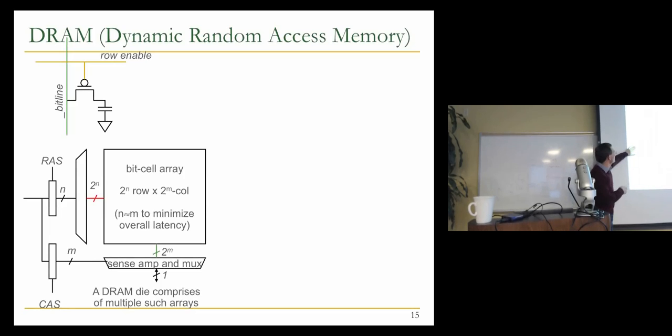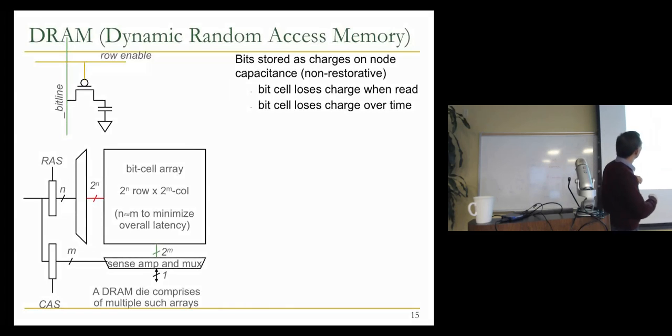In order to save pins, you multiplex the same pins to supply the row address and the column address. Otherwise, you'd need n plus m pins. Now you have the maximum of n comma m pins. Does that make sense? That's the big difference between DRAM and SRAM in terms of what it looks like, in terms of how you supply the address.